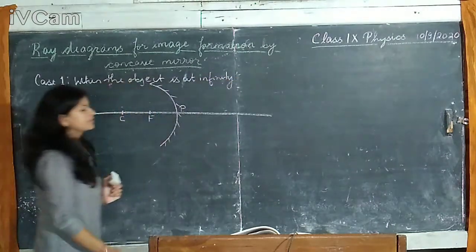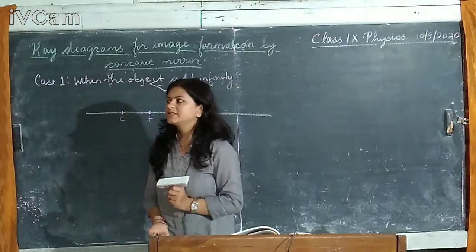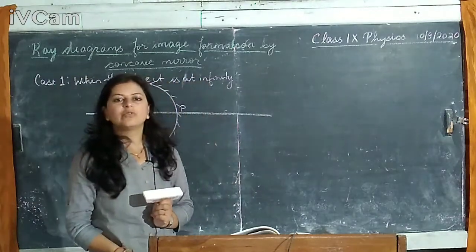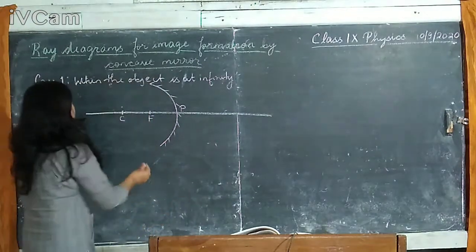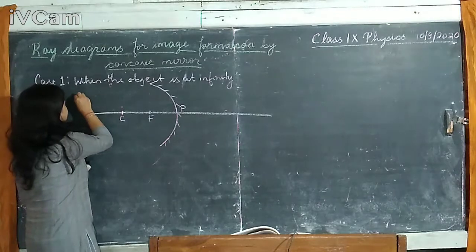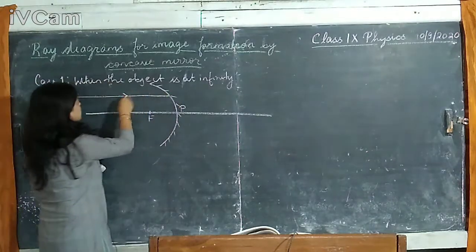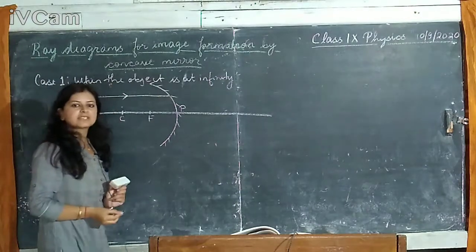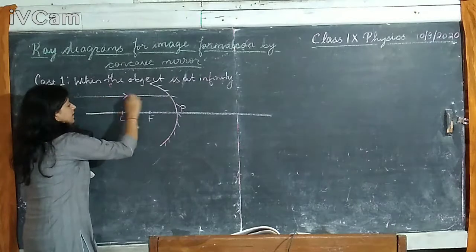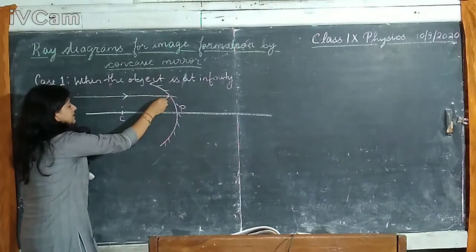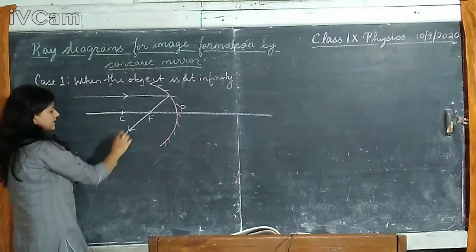So we have kept the object at infinity, and one thing to be noticed here, whenever the object is kept at infinity, the rays are always parallel to each other. So let us take 2 rays. Okay, we need to take at least 2 rays to construct any ray diagram. Ray number 1, since they are coming from infinity, we cannot trace where the object is, so we will just be showing the rays. According to the rule, a ray of light parallel to the principal axis has to cross the focus. So this is the incident ray and this is the reflected ray.